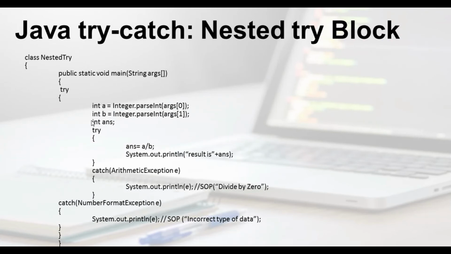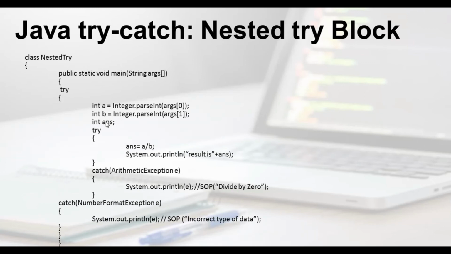Now the first try block. Inside the try block, answer is equal to a by b, which means it will store answer as 50 by 0. But obviously it will generate an error, that is arithmetic exception. The inner try block will generate an error, so the inner catch block will handle that error using arithmetic exception. It will print an error like divide by 0.